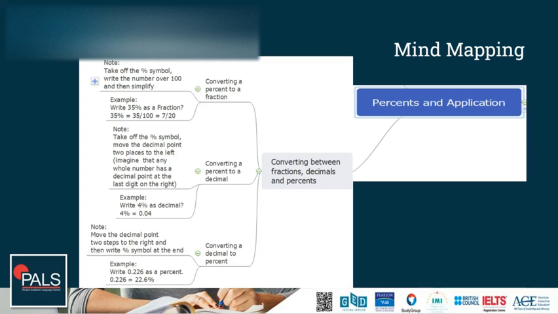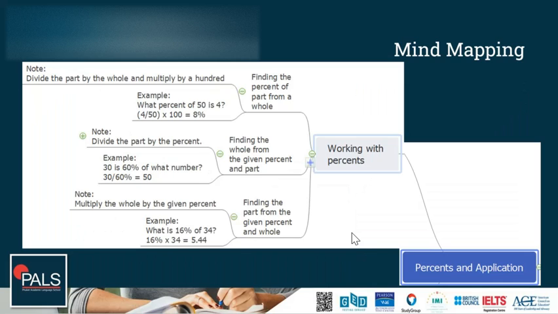The second topic is working with percents. In working with percents, there are also three conditions that we need to be familiar with. First is finding the percent of a part from a whole. The second one is finding the whole from the given percent and part. And the third one, finding the part from the given percent in a whole.